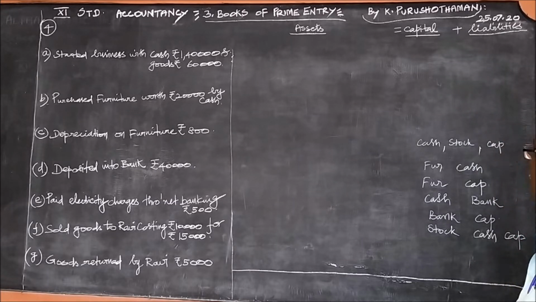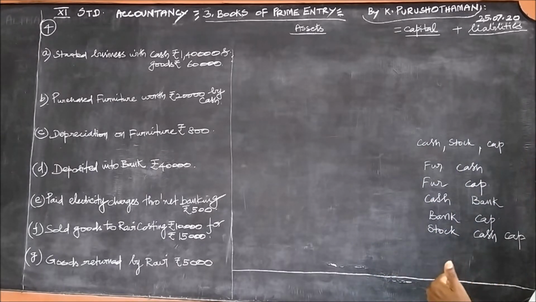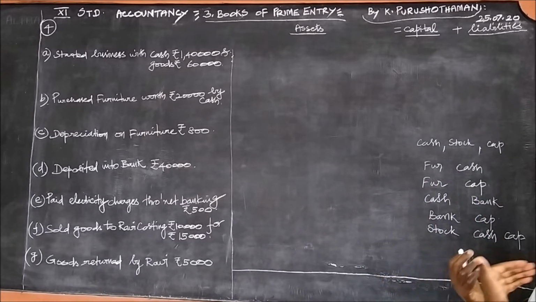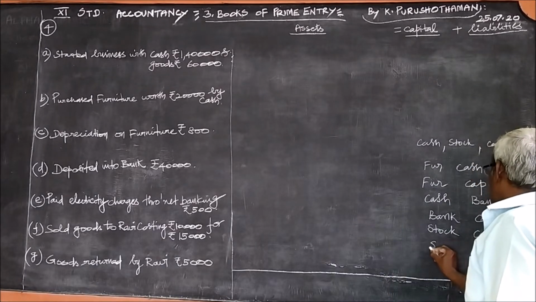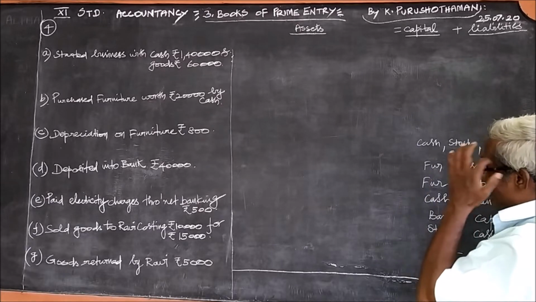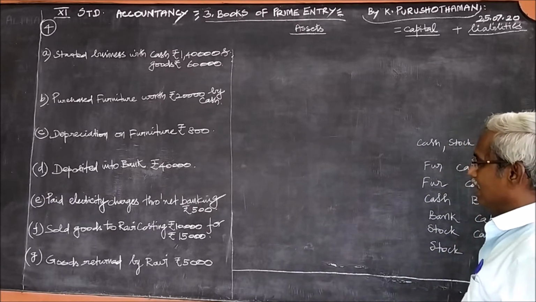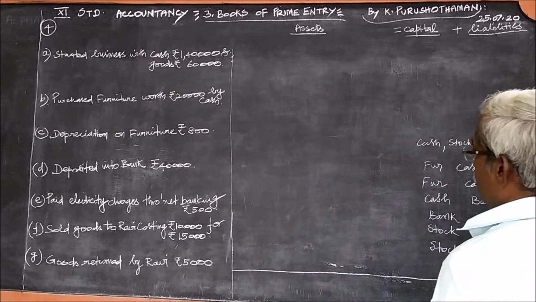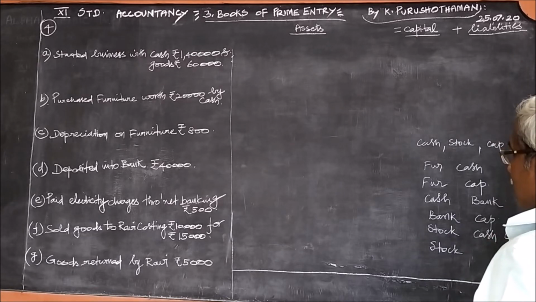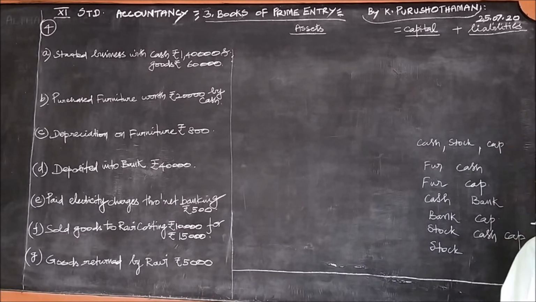Then the last one, seventh one, G, goods returned by Ravi. Already we have sold the goods to Ravi and Ravi returns the goods. Therefore, it will come into us. If someone we sold to returns the goods, we receive the goods. Therefore, stock plus, and the person, that is goods returned by Ravi rupees 5,000, that amount will reduce automatically.